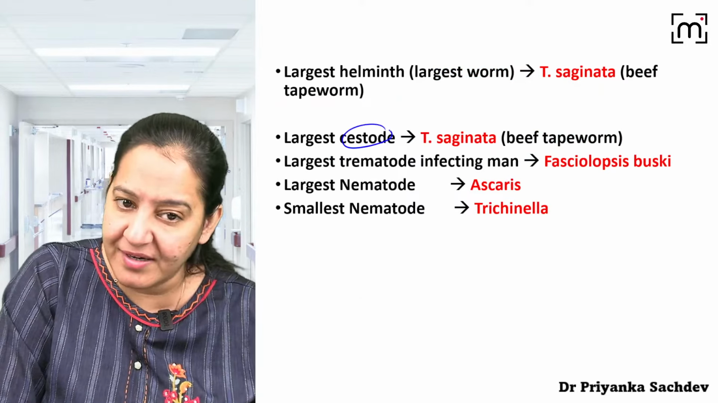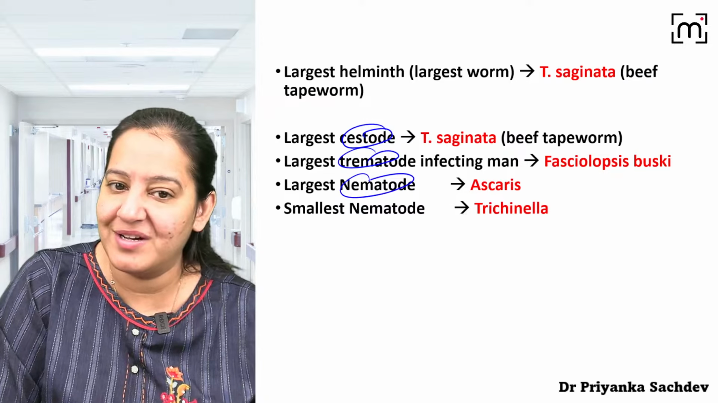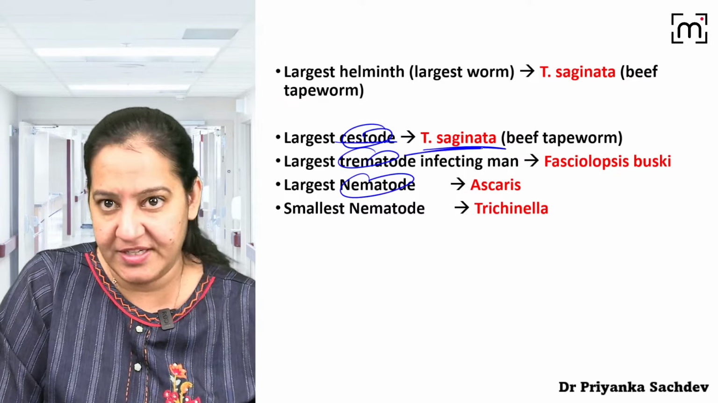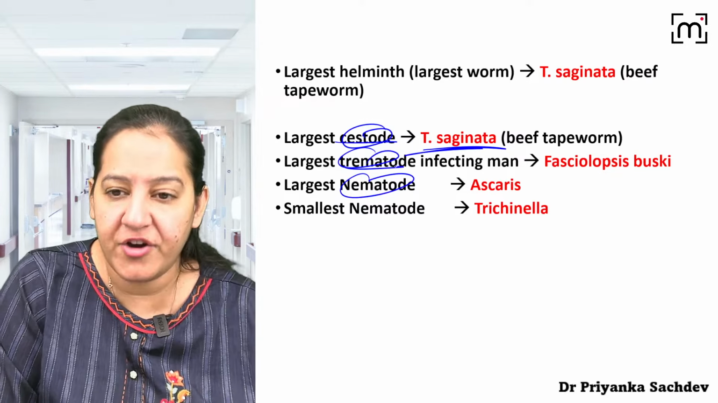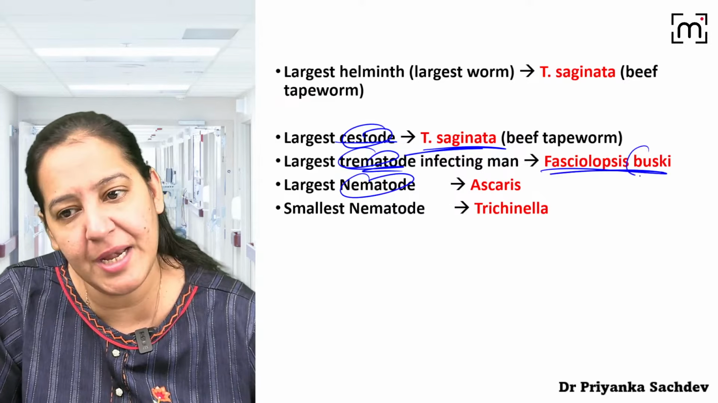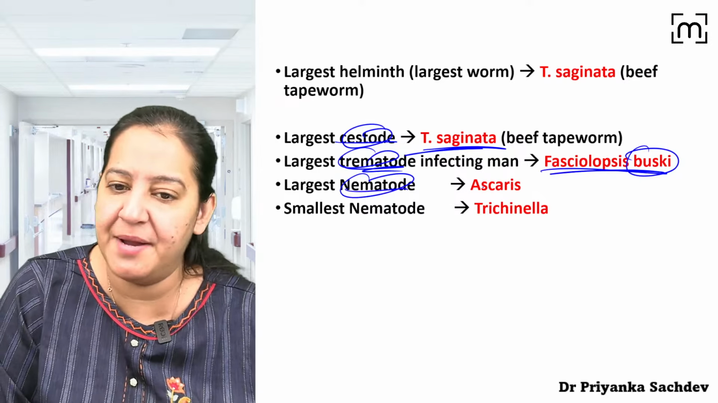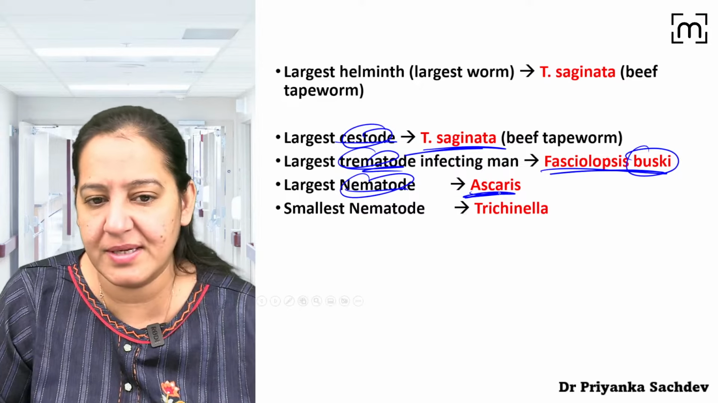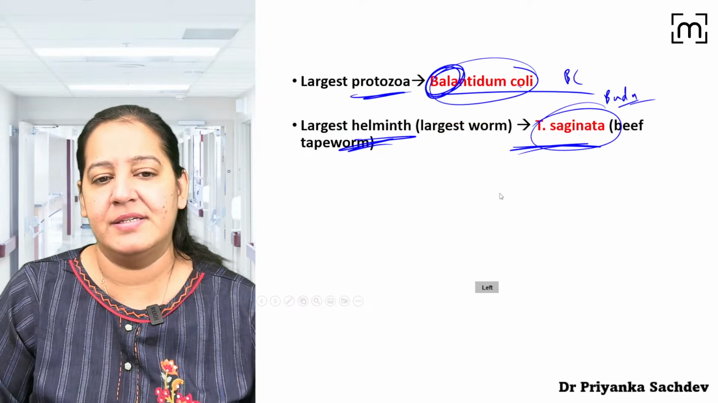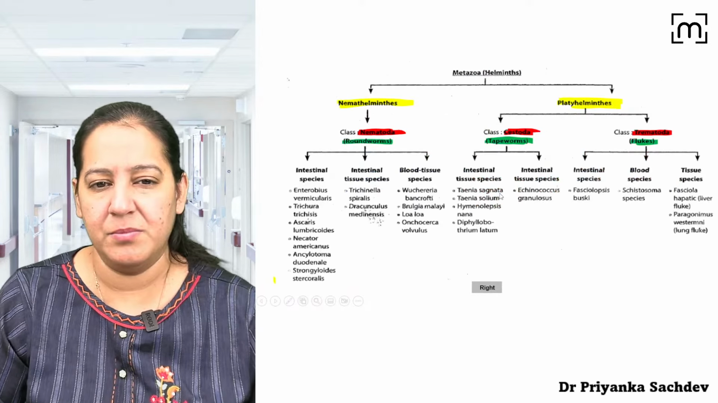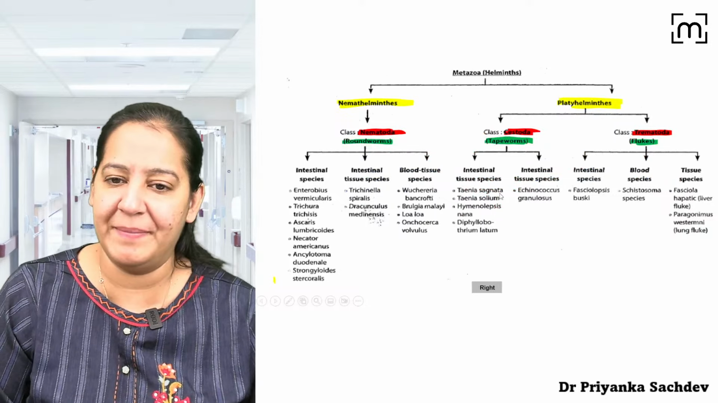So now, who is the largest cestode, trematode and nematode? Largest cestode is saginata only. Taenia saginata is one of the cestodes. Trematode is Fasciola buski. Again, B se bada, buski, right? And nematode is Ascaris, right? Smallest you can leave. Smallest overall will be H. nana. Okay, let me tell you the answers.